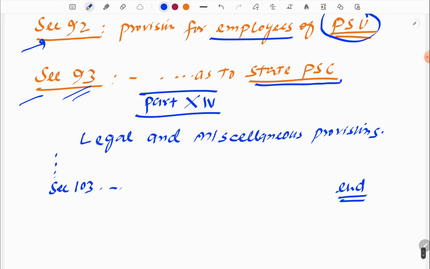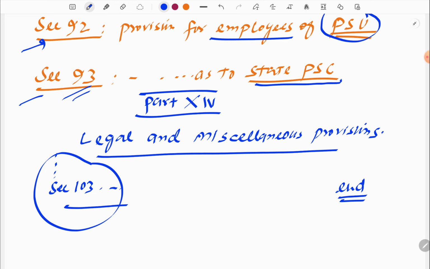So part 14, which is the last, deals with legal and miscellaneous provisions, which I did not find very important. It ends at section 103. So here we are finished with the JNK Reorganization Act. Whatever part was important, I have fully explained in much detail so that you can understand it easily. So we are done with 103 sections.